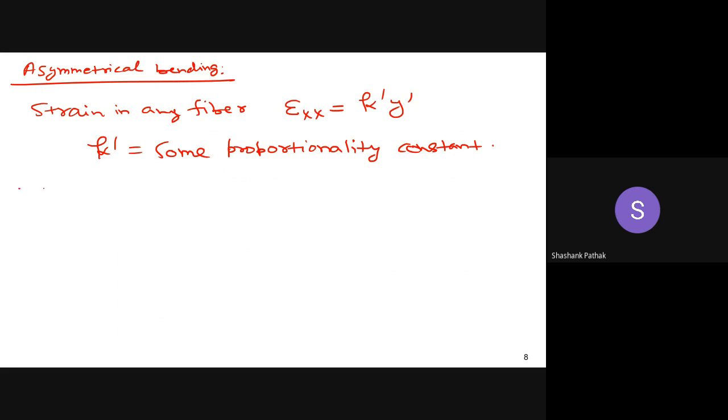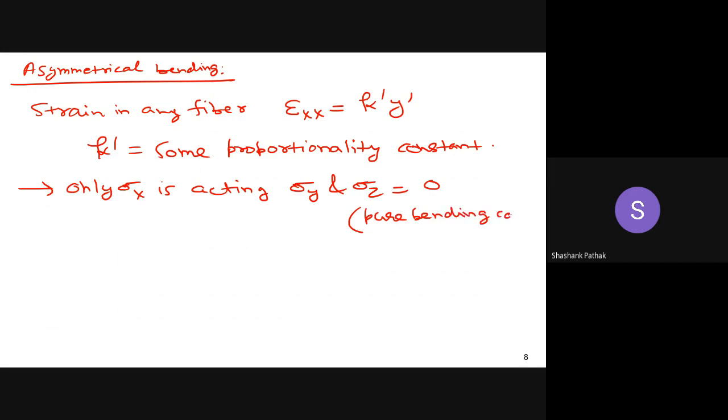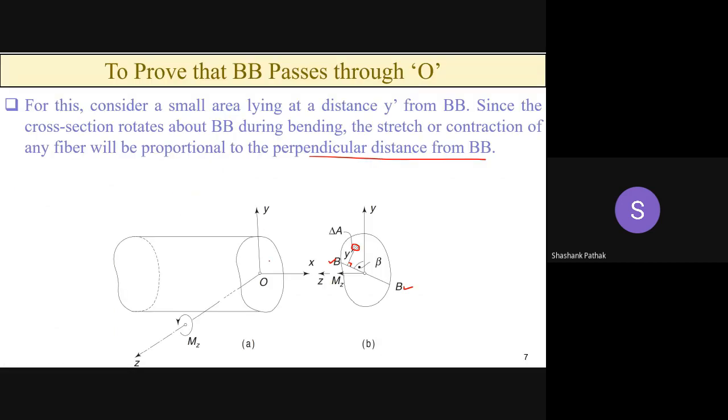So here you need to know that only sigma x is acting. Sigma y and sigma z are basically 0 because we are considering only the pure bending case. Although it is unsymmetrical, even in the unsymmetrical case, only stresses will be along sigma x. The distribution will be unsymmetrical. That is another story, that's what we want to discuss here. But all the stresses will be only in the sigma x direction. That's what we are assuming here.